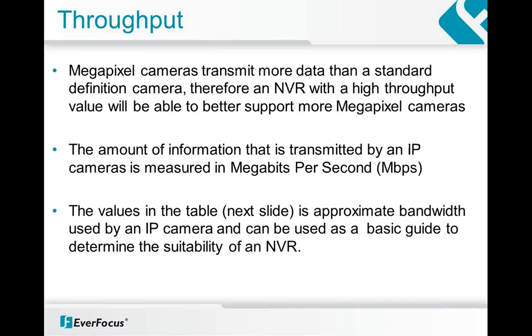Megapixel cameras transmit more data than a standard definition camera. Therefore, an NVR with high throughput values will be able to better support more megapixel cameras. The amount of information that is transmitted by an IP camera is measured in megabits per second. The value in the table, which is in the next slide, approximates bandwidth used by an IP camera and can be used as a basic guide to determine the suitable NVR for the application.